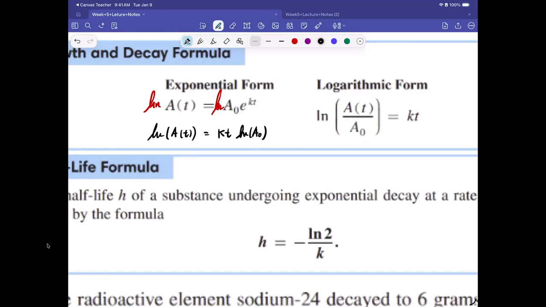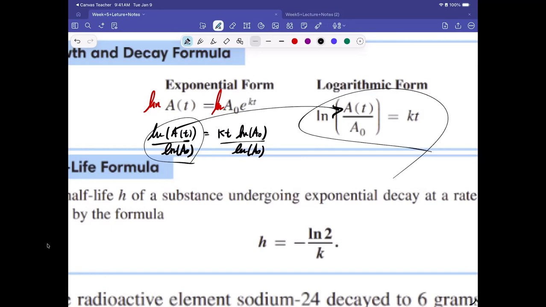And then we can divide it by ln A0, right? So that means you're going to get this one, and then that one is this, because this is crossed out. So that's why the log form is ln of A of t divided by A0 is equal to kt.